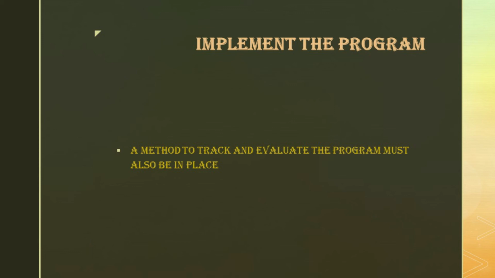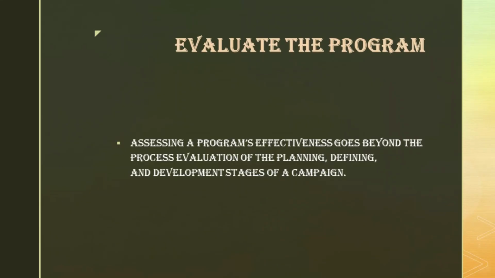The process evaluation, which essentially reviews those tasks involved in implementing the program, is appropriate for use during the implementation phase of the program. Assessing a program's effectiveness goes beyond the process evaluation of the planning, defining, and development stages of a campaign. Program evaluation measures if and how much the program affects beliefs, attitudes, and behaviors of the target audience.